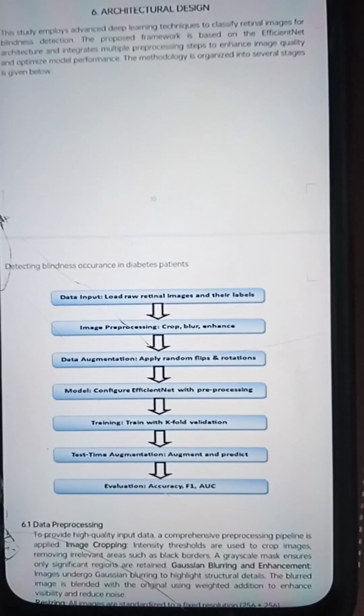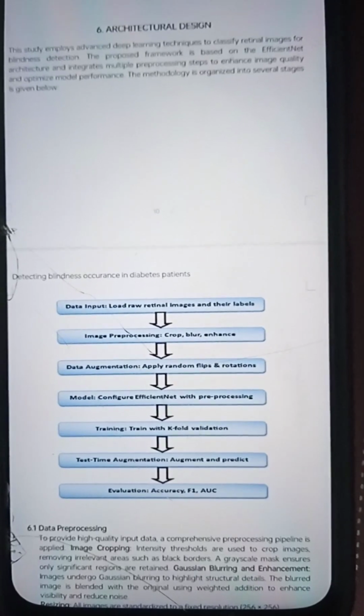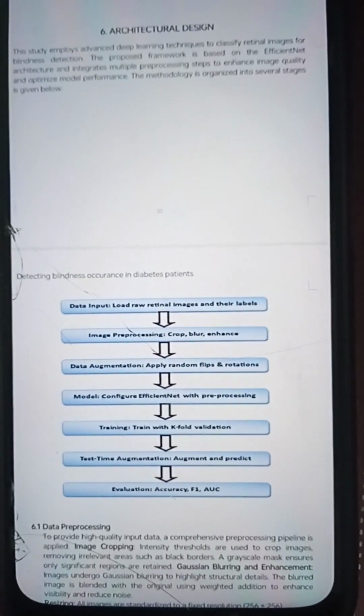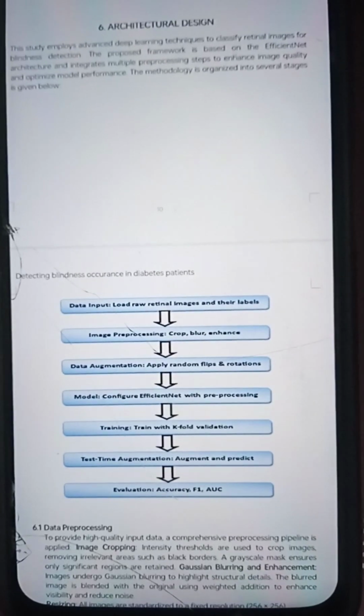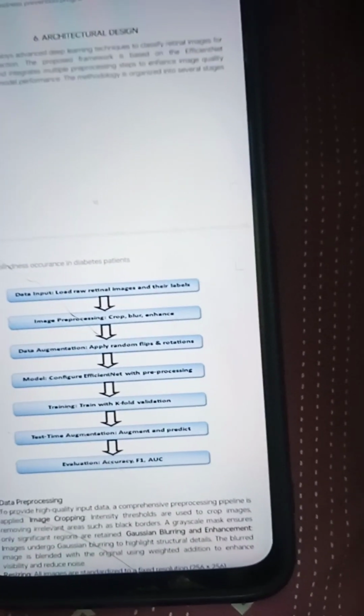Model configuration: EfficientNet with pre-processing. The EfficientNet B0 model, recognized for its balance between performance and computational efficiency, is adopted for this task. In the pre-trained EfficientNet B0, the fully connected layer is replaced with a linear layer tailored for binary classification. Transfer learning is utilized by initializing the model with pre-trained weights, enabling faster generalization.